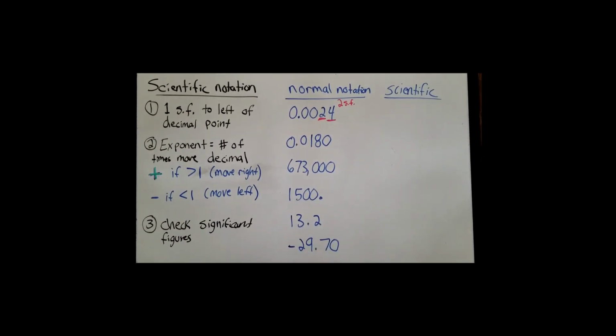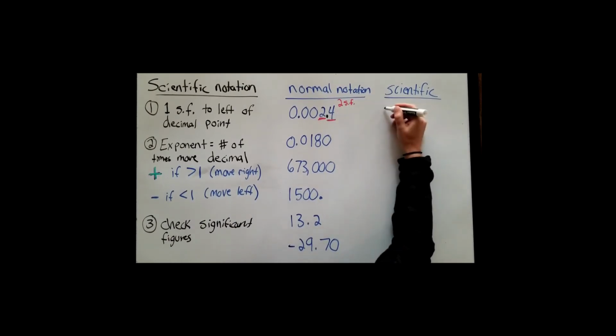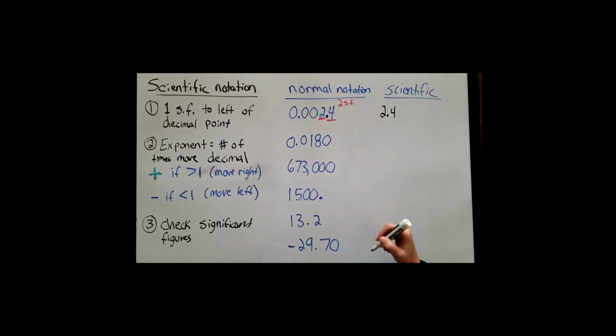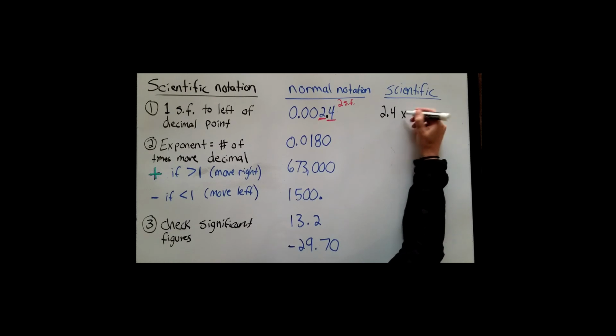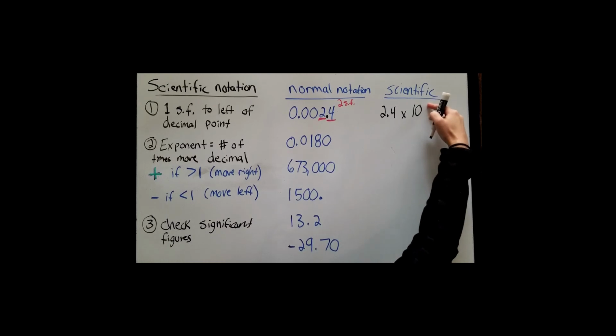Well, it's going to move between the 2 and the 4. Because if I put my decimal point here, what I now have is just one significant figure, or one non-zero number, to the left of the decimal point. So this is where I want my decimal point to be. Okay, so I'm going to write that over here where I have 2.4. Now I need to figure out the exponent part. So I can write times 10 to the, and then now I need to figure out what the exponent is.